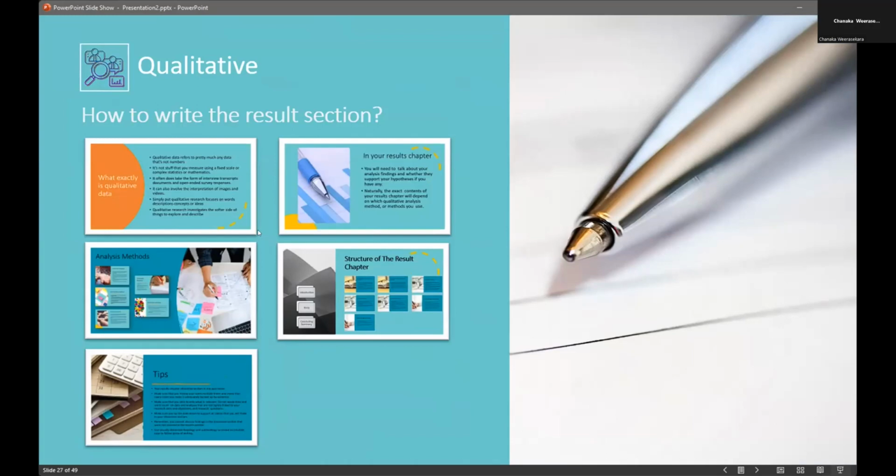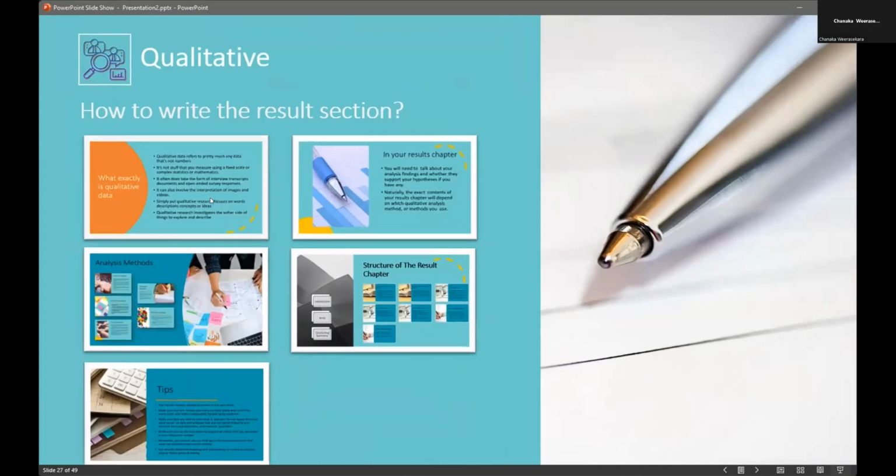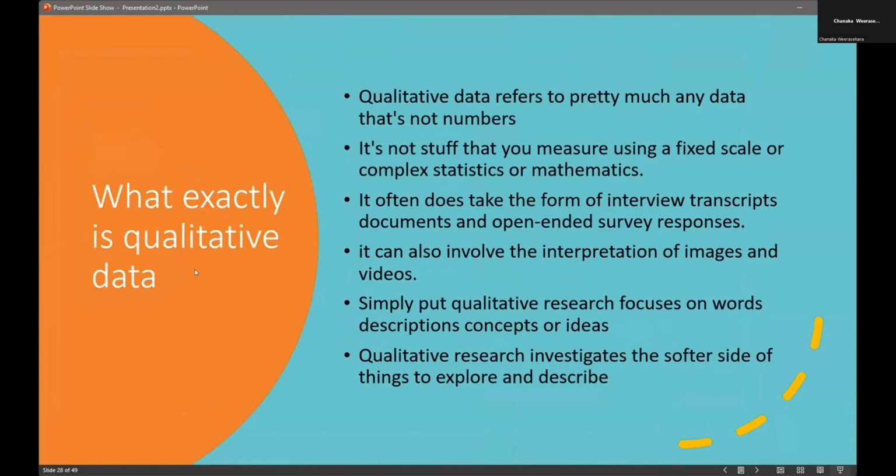So we are going to discuss what exactly qualitative research is, what are the things that you should write there, and the structure of the results. First, what exactly is qualitative data? I think we have already discussed this. Qualitative data is basically not about numbers. It is about text, videos, interview transcripts, documents, open-ended survey responses, images, recordings, anything.